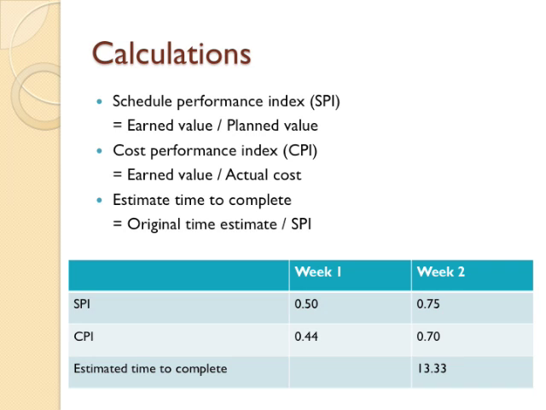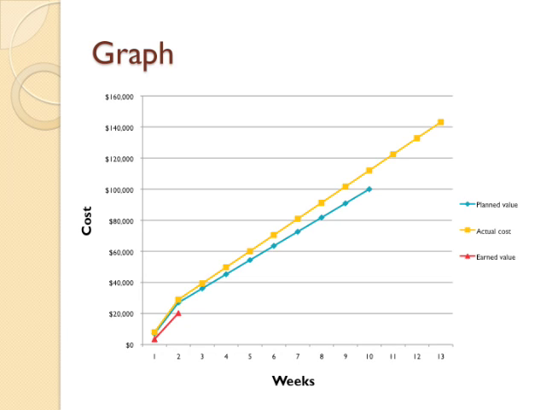The estimated time to complete is calculated by taking the original time estimate, which is $100,000, divided by the SPI, which is 0.75. The estimated time to complete is 13.33 weeks. Here you can see the planned value, the actual cost, and the earned value over the 13-week period. According to the graph, the project will actually finish behind schedule in week 13 and over budget at approximately $140,000 instead of the projected $100,000.